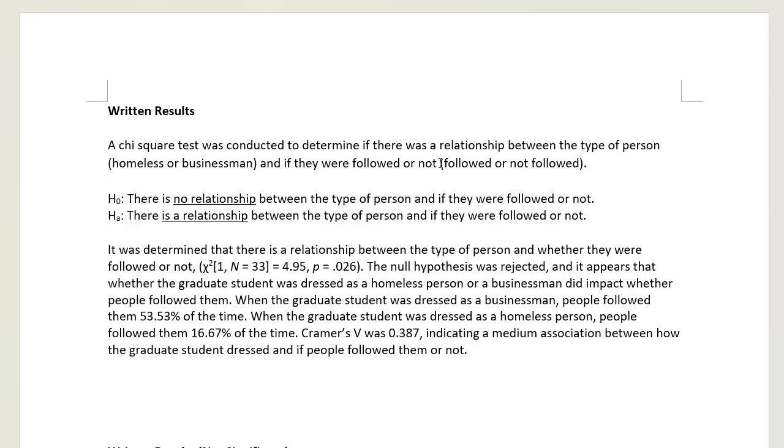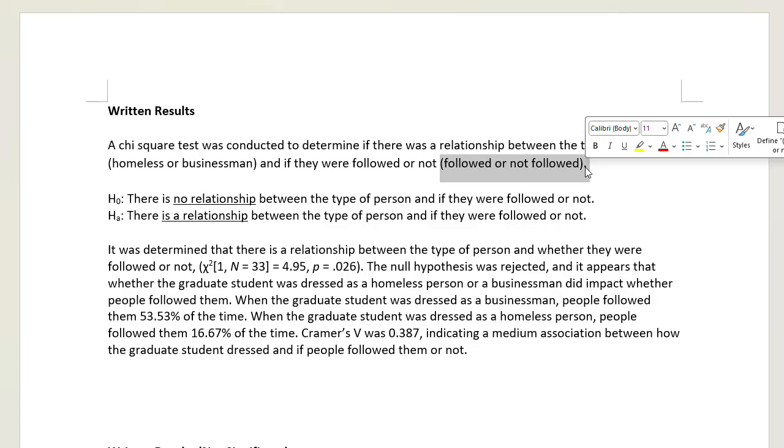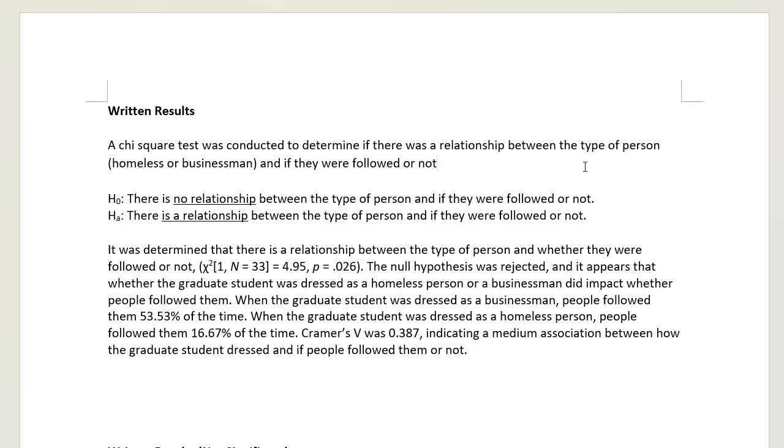And I don't know why I have "followed or not" twice. That looked a little silly. So let's go ahead. There we go. Whether they were followed or not. Our null is that there is no relationship between the type of person and if they were followed or not. The alternative is that there is a relationship.